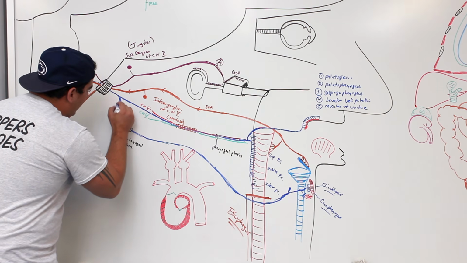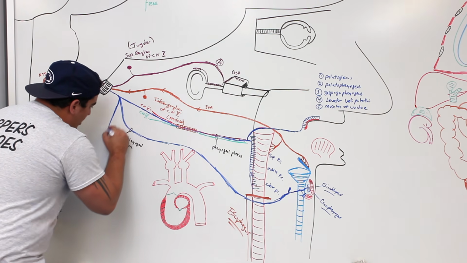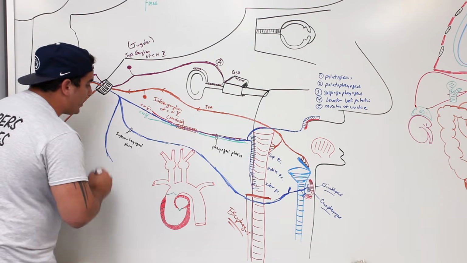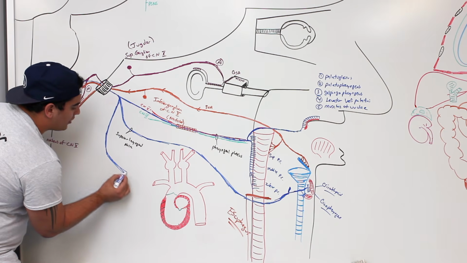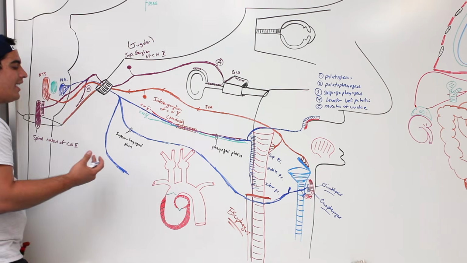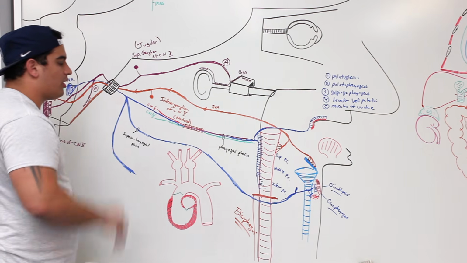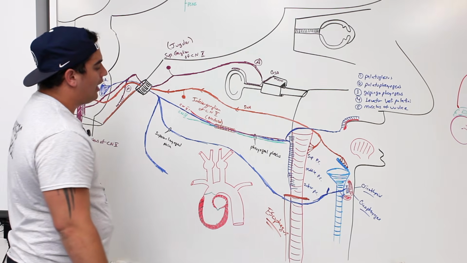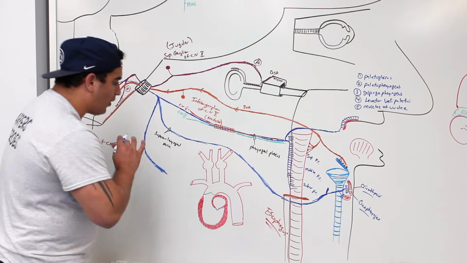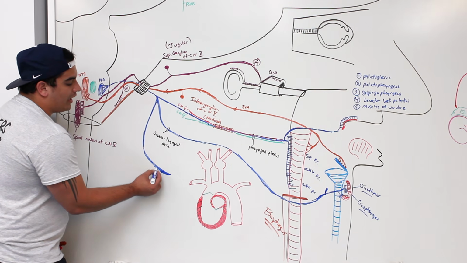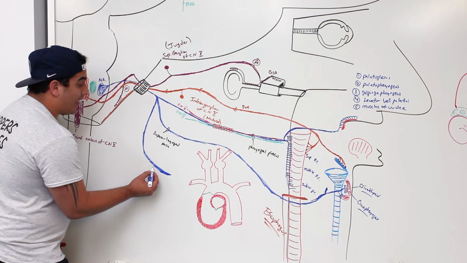Let's kind of bring it like this now. This next branch here is called the recurrent laryngeal nerve. There's a right vagus and a left vagus. We'll talk about that in more detail when we get to the thoracic and abdominal viscera. For right now, I just want you to know that the recurrent laryngeal nerve is another branch, but there is a right and there is a left.